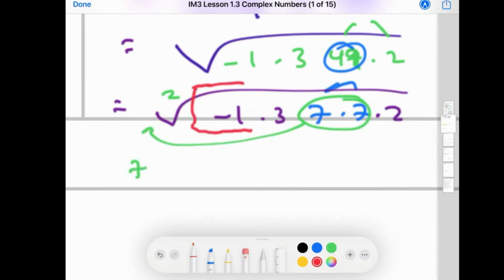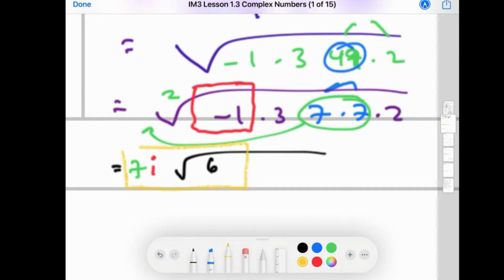And what is the big idea here? What's the square root of negative 1? i. And then you just have what's left over inside the radical. So 3 times 2 would be 6. And this is actually how we write our answer. It is 7i radical 6.